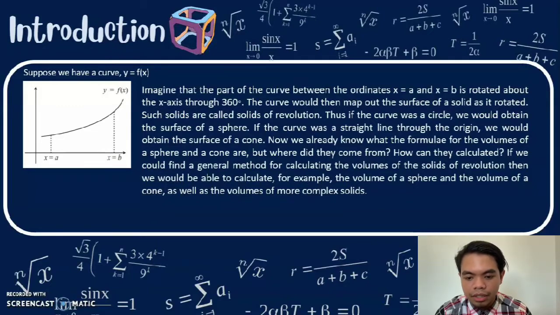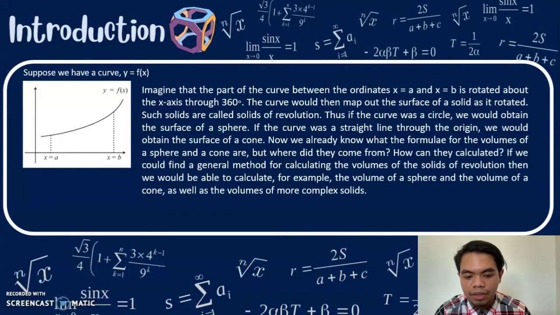Now we already know what the formulas for the volumes of a sphere and a cone are. But where did they come from? How can they be calculated? If we could find a general method for calculating the volume of solids of revolution, then we will be able to calculate, for example, the volume of a sphere and the volume of a cone, as well as the volume of more complex solids.